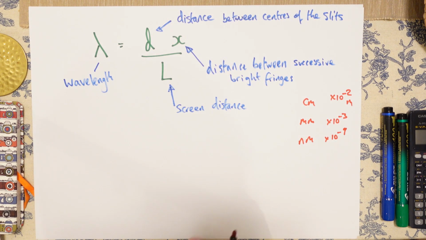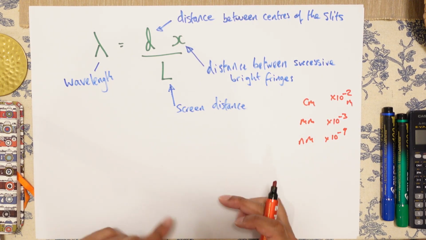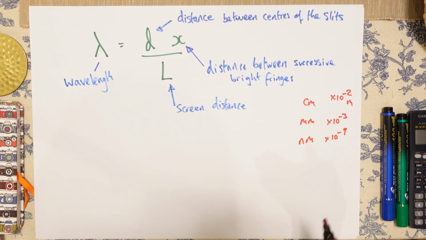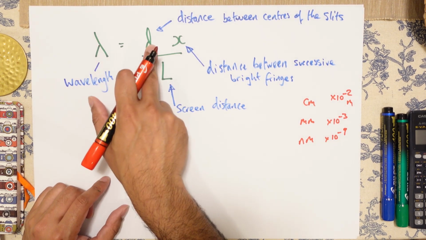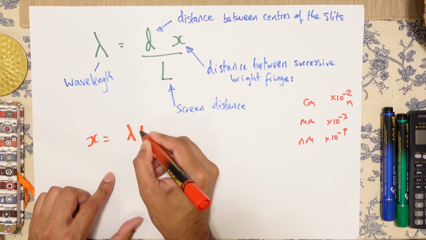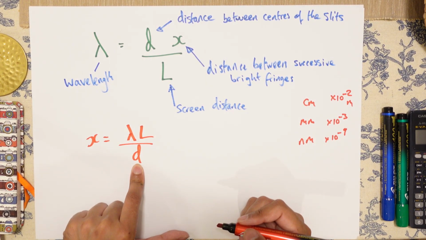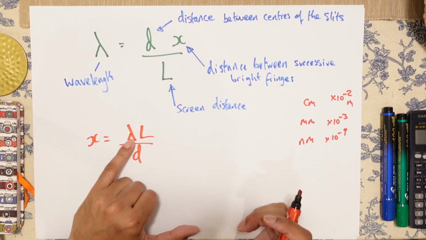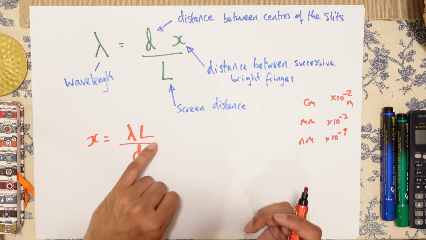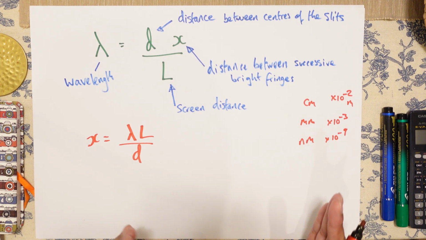The other thing which you need to know is how to rearrange the equation, and often what they're going to ask you is the distance between the successive bright fringes, because at the end of the day, this experimentally is what you'll be measuring. So if you put that over there and this down here, you end up with x equal to lambda L divided by D. Which means if you make this bigger, this should become smaller. If you make the wavelength or the screen distance bigger, then x, the distance between the successive bright fringes, should become bigger. Okay, so let's just test this on the simulation.